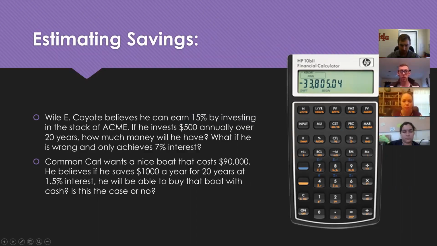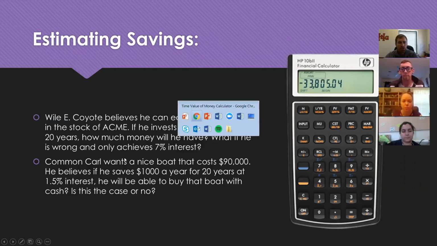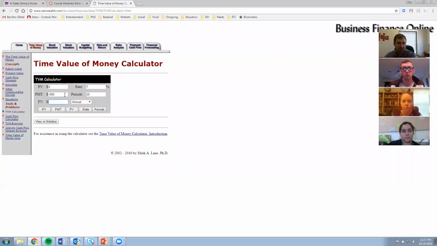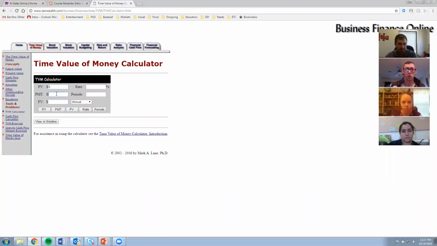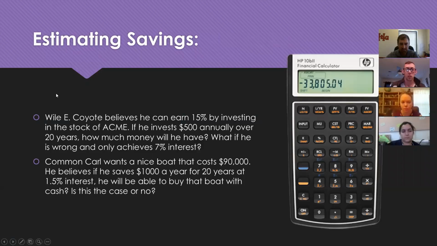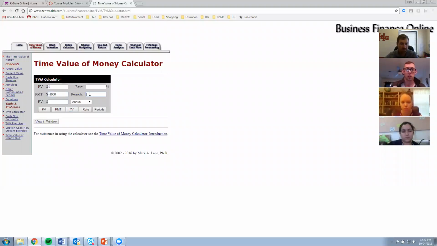Common Carl wants a nice boat. It costs $90,000. He believes if he saves $1,000 a year for 20 years at 1.5% interest, he'll be able to buy that boat with cash. Is this the case? Yes or no? We're going to solve for future value, but we're going to compare it to that $90,000 goal. Again, he doesn't have any present value. He's going to save $1,000 a year for 20 years.